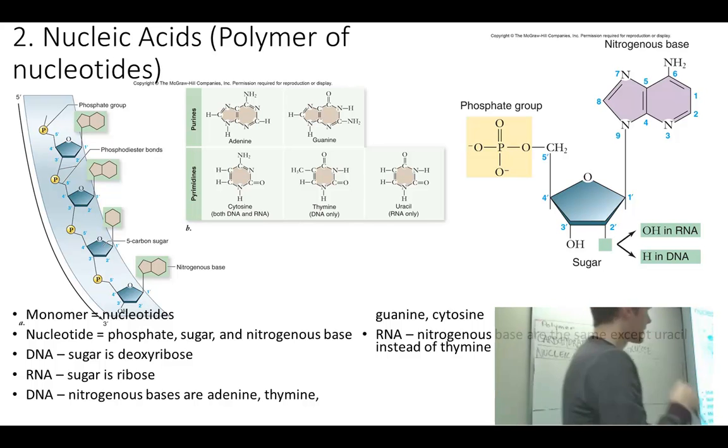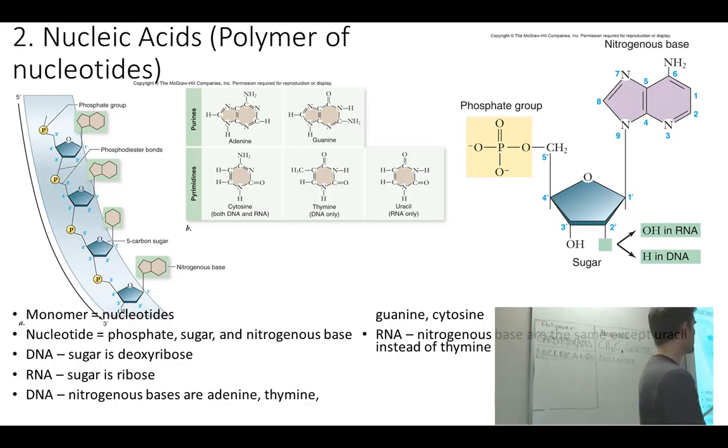Okay, so this here is a general picture of the 3 structural components of a nucleotide. You have your phosphate, your sugar, and your nitrogenous base. These are the nitrogenous bases, so this can be any one of these 4 in DNA or one of those 4 in RNA. The only difference between ribose and deoxyribose is that OH instead of an H. So it's an H in DNA, a hydrogen there. It's an oxygen and a hydrogen in RNA.